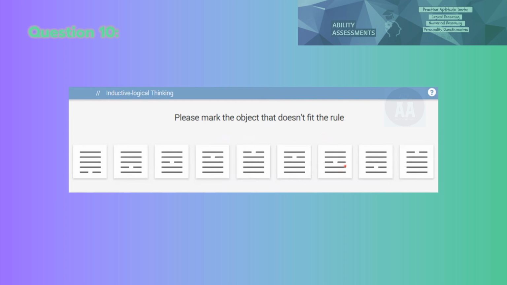And then again by 1, and then again by 1, and then here you would expect the line with the gap to be right on the bottom, but it's at the top. So this tells us that this is the object that doesn't fit the rule. We know that the line with the gap should continue to decrease by 1 level, and so it should have been at the bottom. So this is your answer.